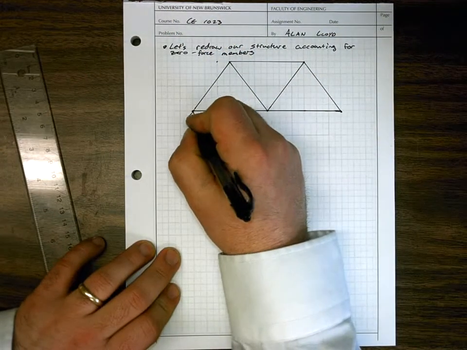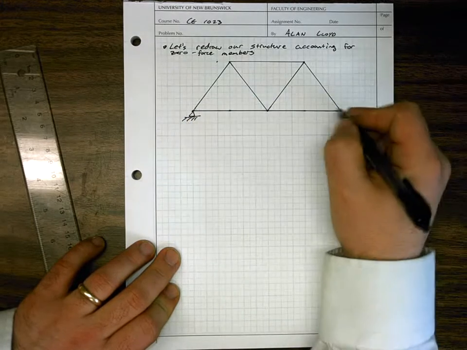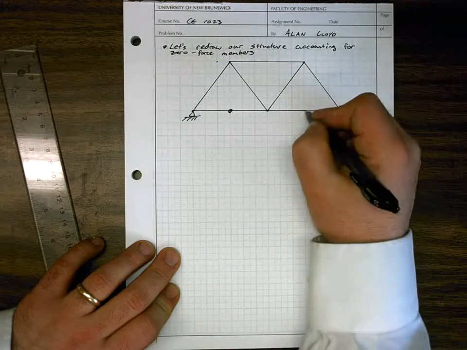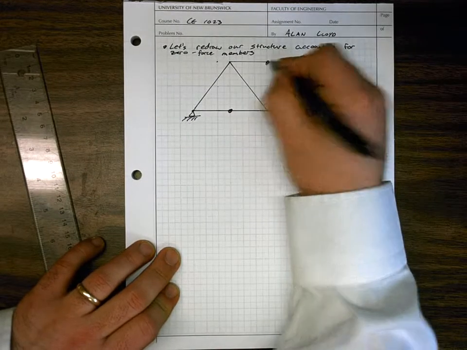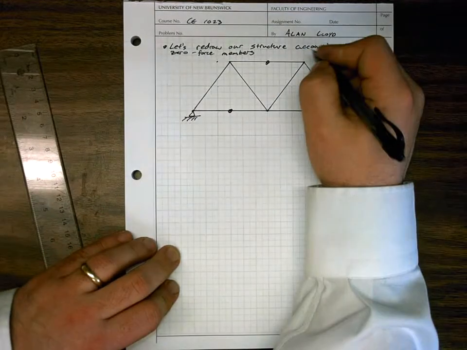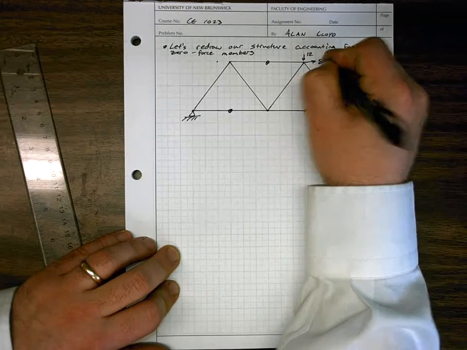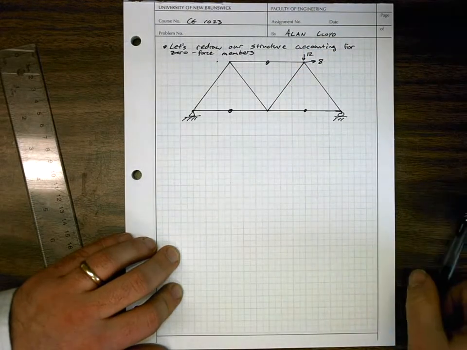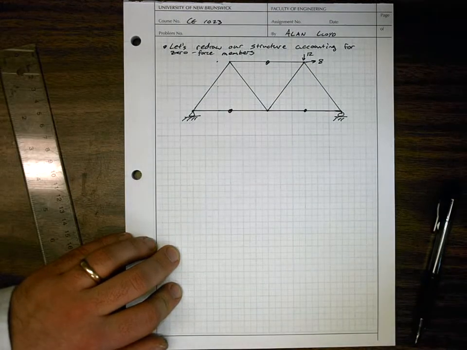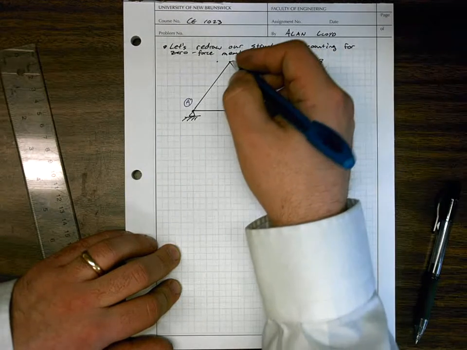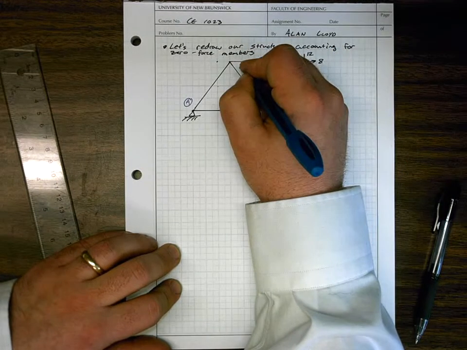We've got a pin-ended connection and a roller. We do have a joint here and here and here, and we've got a force here of 12 and a force here of 8. Those are our externally applied forces. And then we can label our joints as well, just so we can refer to this diagram while we're solving rather than the more complicated one.